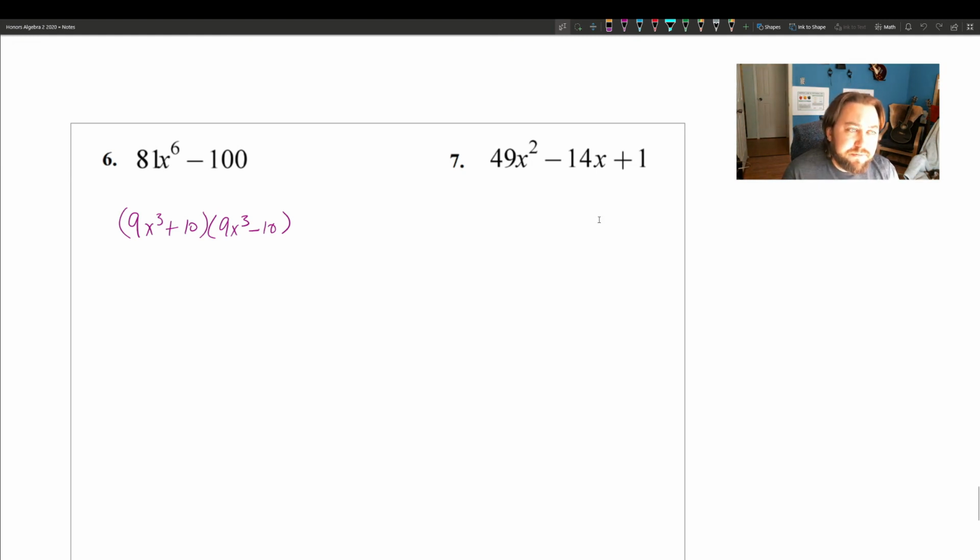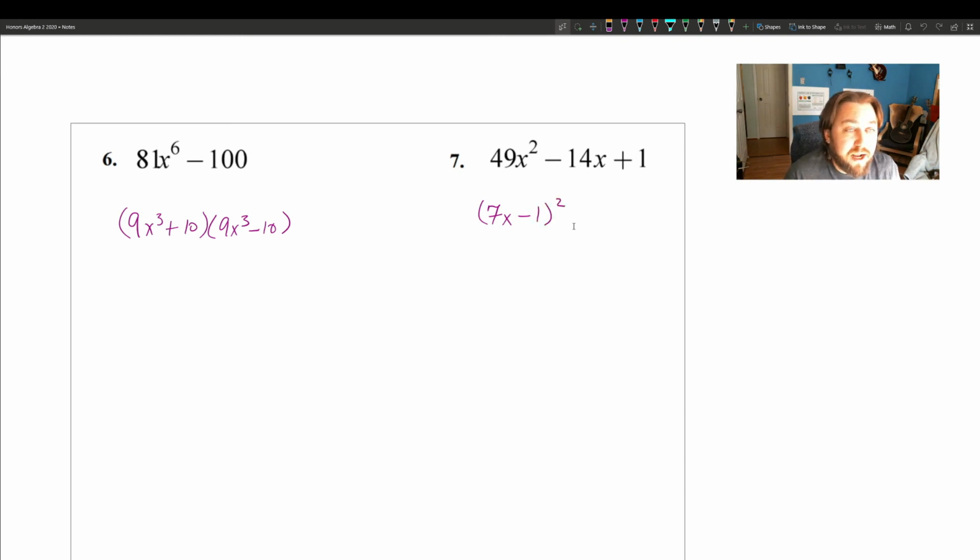Let's look at number 7. This looks like a difference of 2 squares, or a perfect square trinomial. We've got a perfect square at the beginning, a perfect square at the end. So we're going to try to factor this using that method and see if that works out for us. So let's see, the square root of 49, that's going to be 7, and then x. This has got a minus in the middle, so this will be a minus. And the square root of 1 is 1.